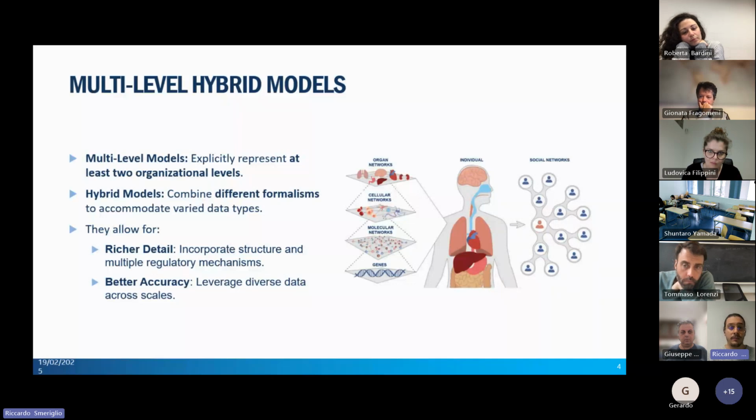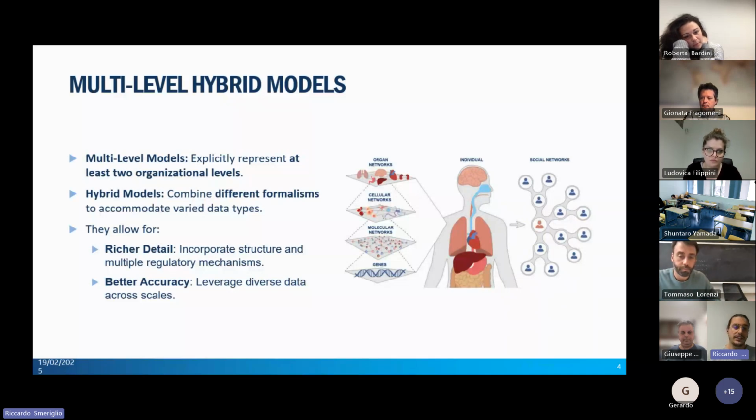In particular, for this kind of thing, the best suited models are multi-level models and hybrid models, or multi-level hybrid models that merge both the multi-level and the hybrid capabilities. In particular, multi-level models basically represent at least two organizational levels. This is highly important in the context of biology because a biological system will merge a lot of different organizational levels, from organ networks to cellular networks and molecular networks and so on. So this is very important also for the computational model to mimic the biological model very well.